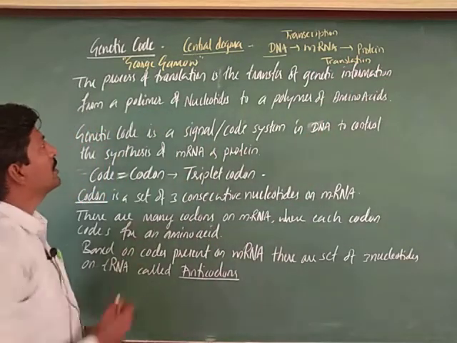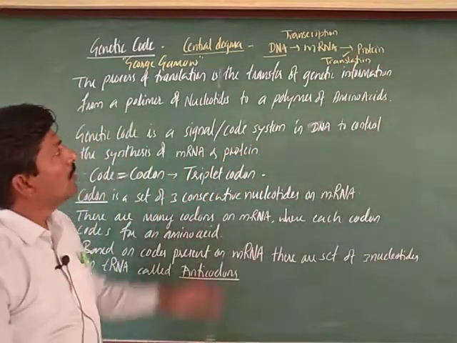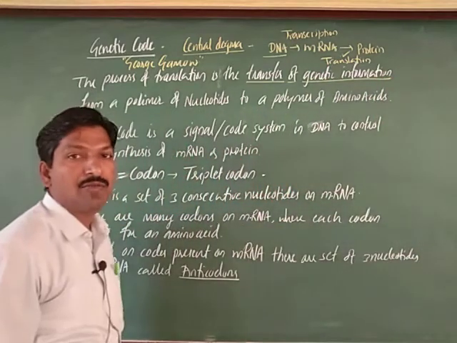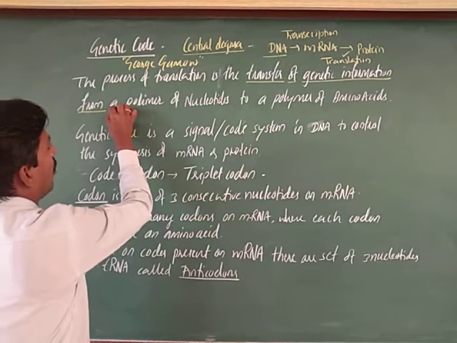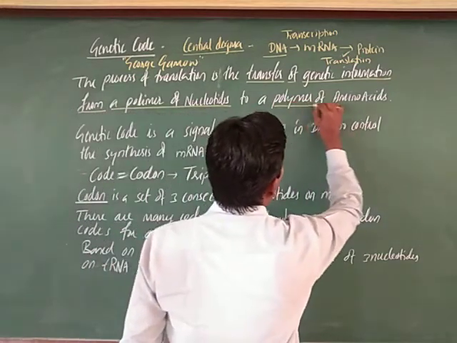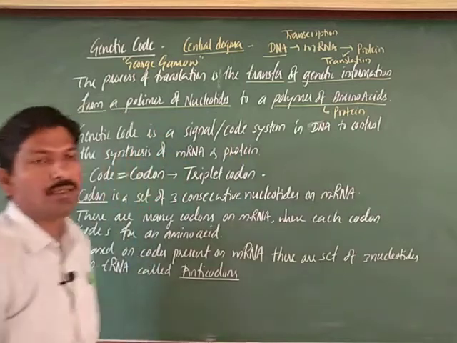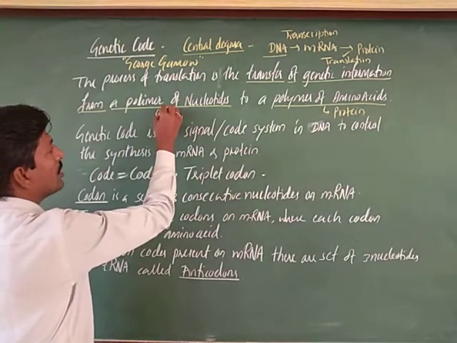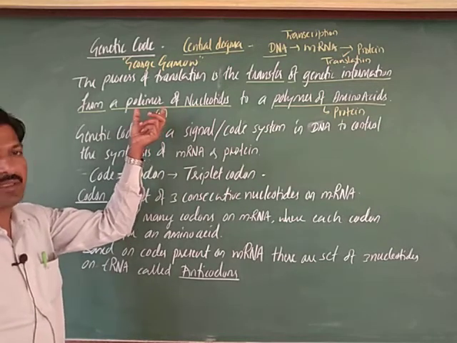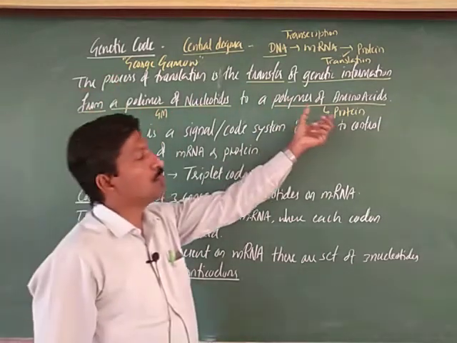Let us take one point here, the process of translation. The process of translation is the transfer of genetic information, very important, from a polymer of nucleotides to a polymer of amino acids. A polymer of amino acids is nothing but protein, and a polymer of nucleotides is the genetic material. Whatever information is present in the genetic material is said to be genetic information, and this genetic information can be converted into protein.